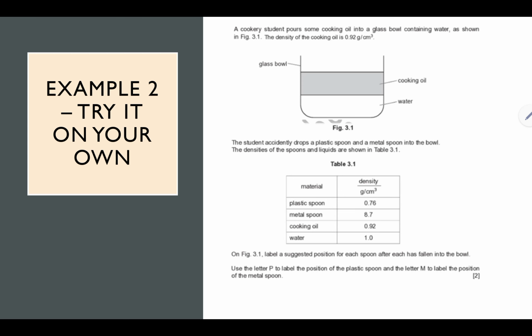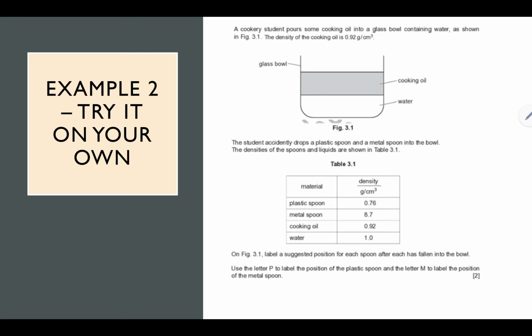Here's another example. Please pause the video, try it on your own, and unpause to check your answer. A cookery student pours some cooking oil into a glass bowl containing water as shown in figure 3.1. The density of the cooking oil is 0.92 gram per centimeter cube. The student accidentally drops a plastic spoon and a metal spoon into the bowl. The densities of the spoons and liquids are shown in table 3.1. On figure 3.1, label a suggested position for each spoon after each has fallen into the bowl. Use the letter P to label the position of the plastic spoon and the letter M to label the position of the metal spoon.